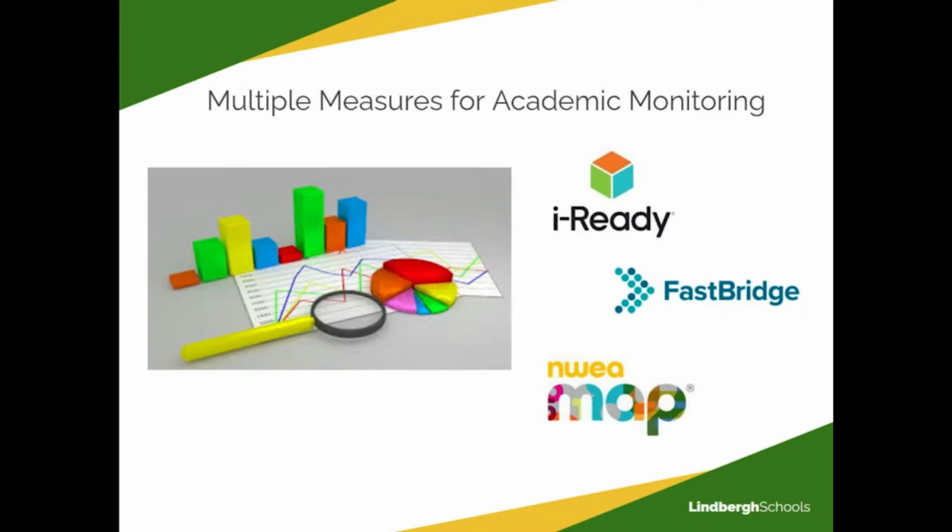FastBridge is a reading screening tool that we use K through 3 to measure early reading skills. And we, like Tara stated, started using that in 2018-19. And then NWEA is an assessment tool that we use for students 4th through 8th grade in mathematics and 4th through 9th grade in reading. And the 9th grade just began administering that assessment this year.